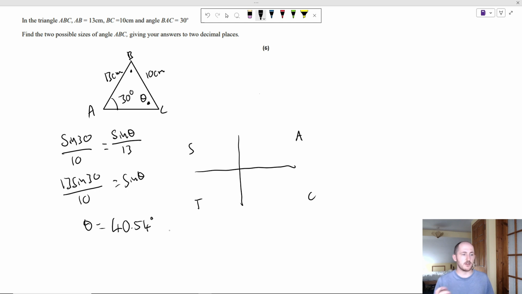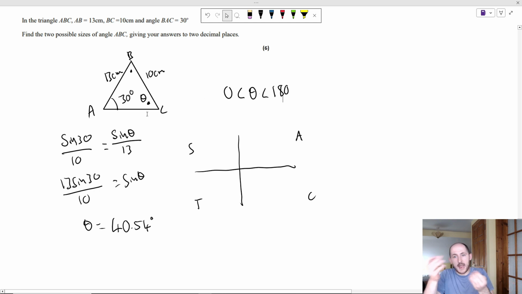Well, we could take 0 to 360 if we want, but I know it's going to be between 0 and 180, because if the angle is above 180 degrees, it can't make up a triangle, because all of the angles need to add to 180. Likewise, it can't be negative, right? You can't actually have a negative angle for a triangle. So, I know it's between 0 and 180.